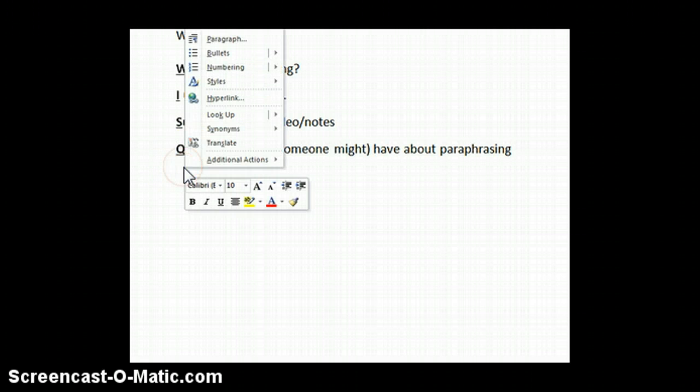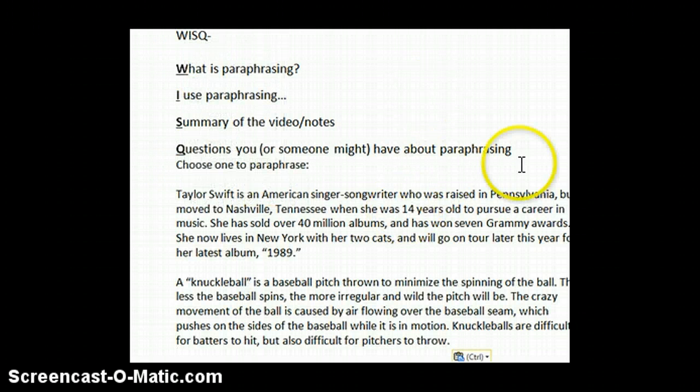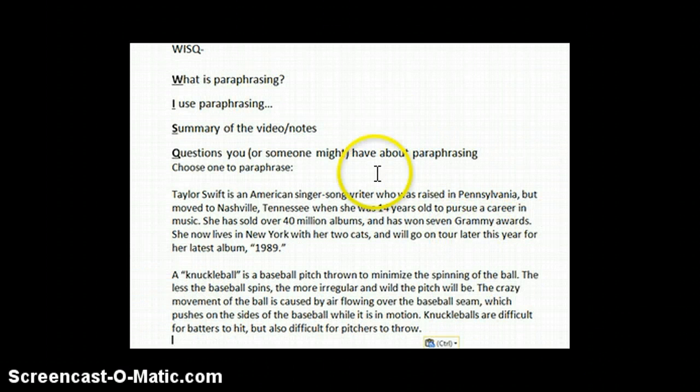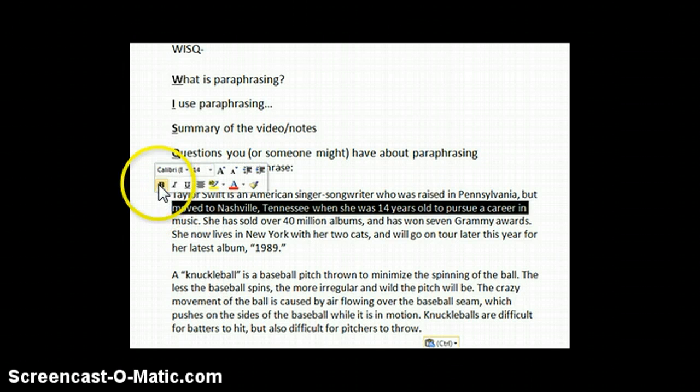And for your last little bit, you are going to paraphrase this. You can choose one. Hang on, let me make sure this is big enough. So we've got two little passages for you to pick one to paraphrase. First one is Taylor Swift is an American singer-songwriter who was raised in Pennsylvania. Oh, I don't know what I just did.